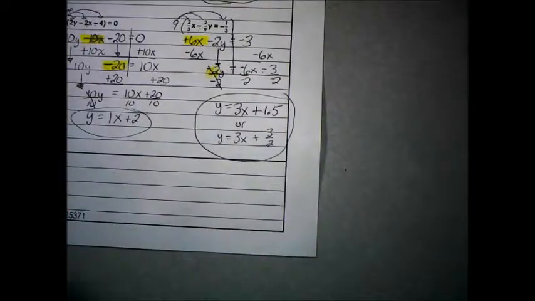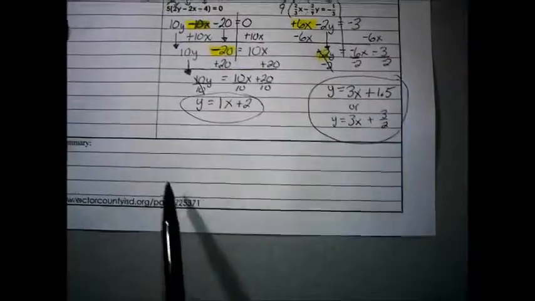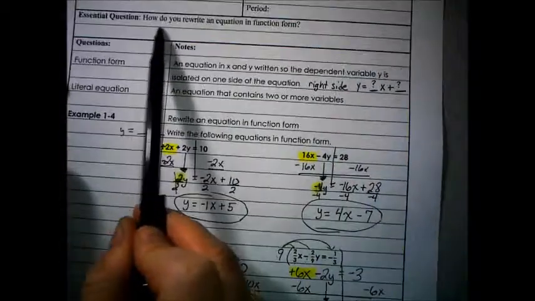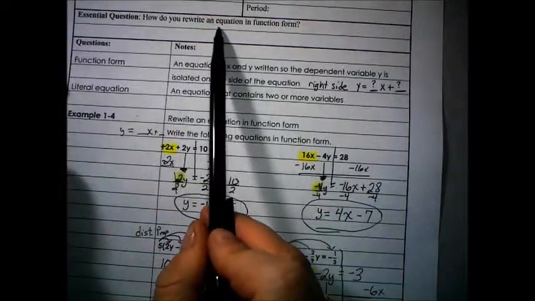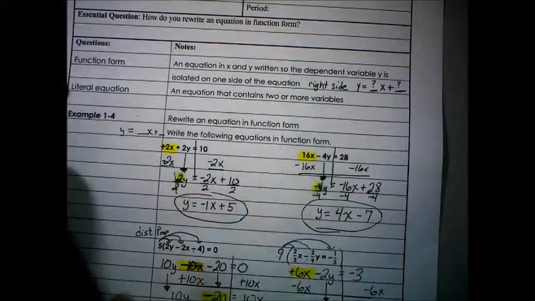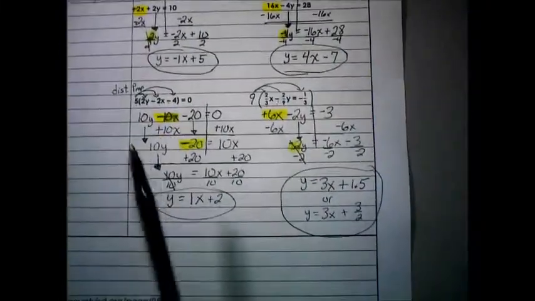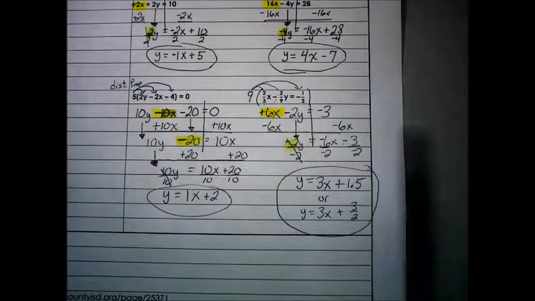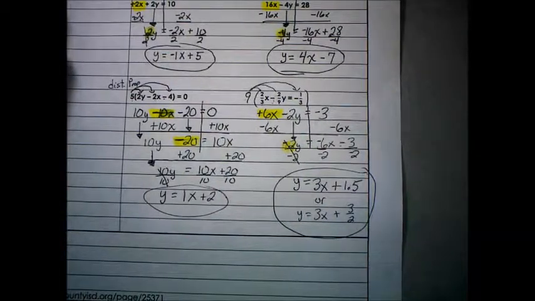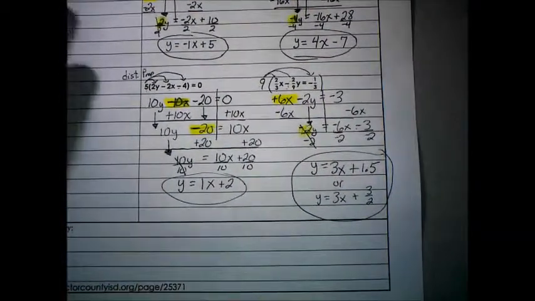Okay. In the blank down here at the bottom, make sure you write your summary, that is answering your question on rewriting an equation in function form by first moving the variable and the constants over to the right hand side by doing the inverse operations. Make sure you write in a complete sentence.